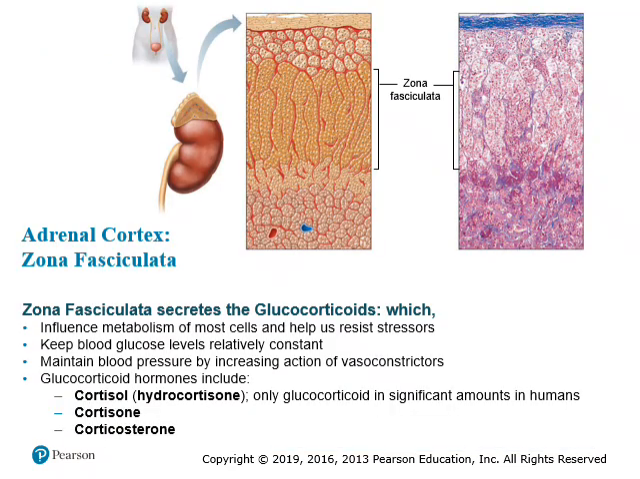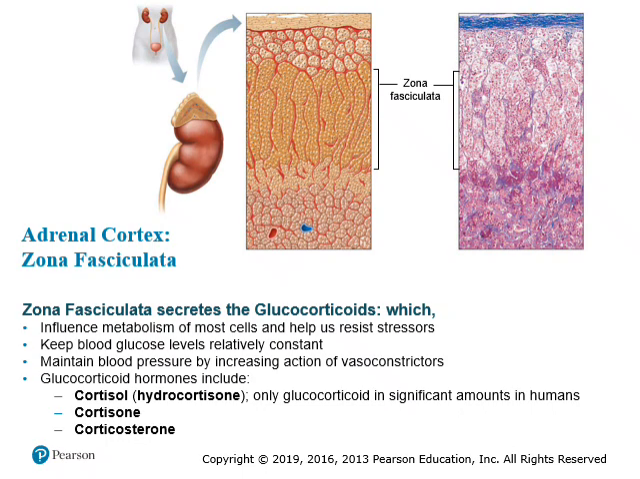Let's go to the next layer of the cortex, which is the zona fasciculata. Right here in the drawing, they made it clearer now that the cells are actually going like soldiers lined up and down. And when you have a full cortex like that, they would look really beautifully radiating. So the zona fasciculata secretes glucocorticoids which influence metabolism of most cells and help us resist stressors and keep blood glucose level relatively constant.